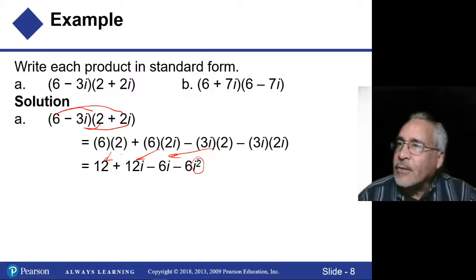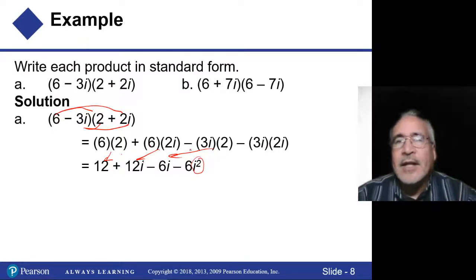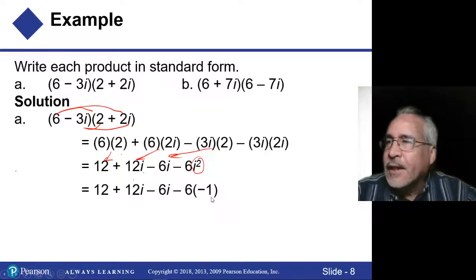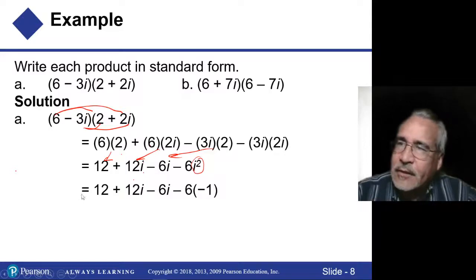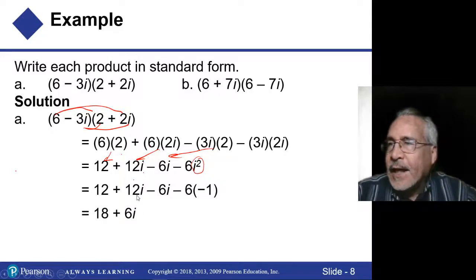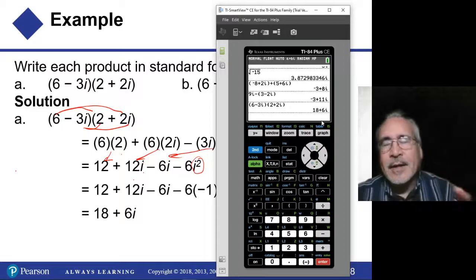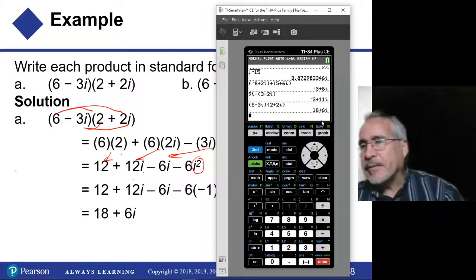And then remember, this is where we apply that i squared is actually equal to negative 1. So that makes it a positive 6. 6 plus 12 is 18, and 12i minus 6i, they're like terms, so plus 6i. But again, that's what we got right from the calculator, right from the get-go. Just enter it in, boom, done.